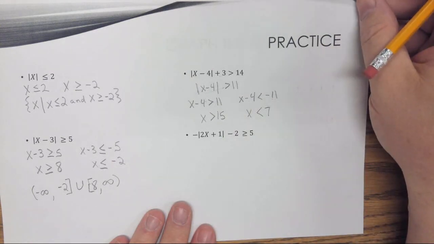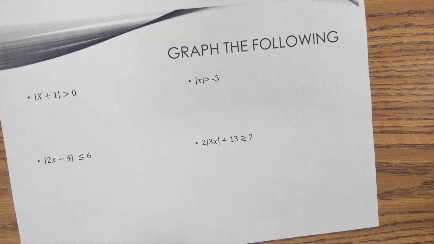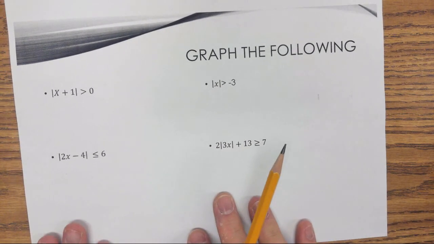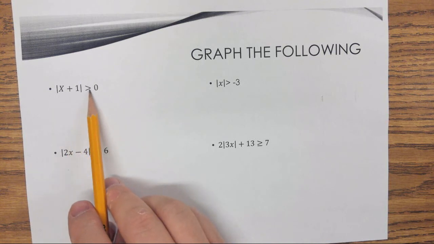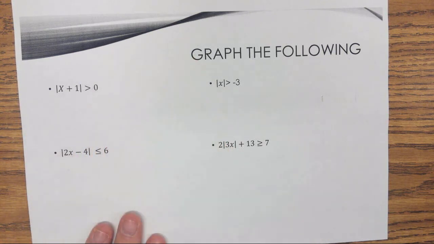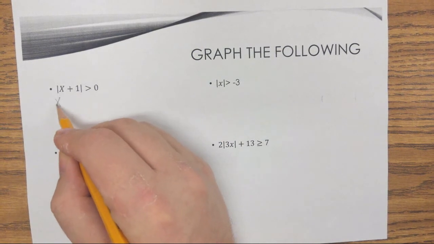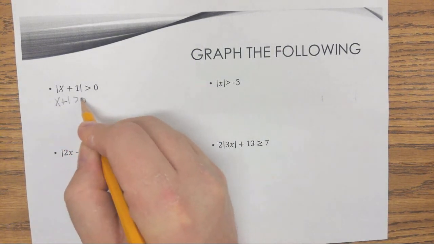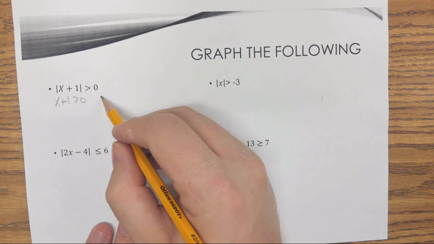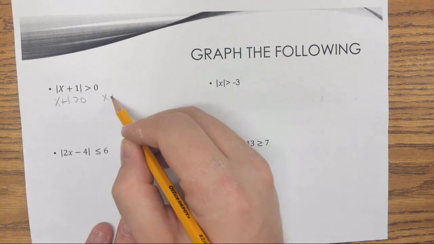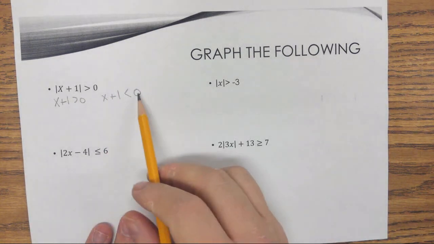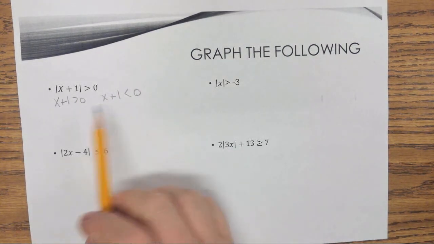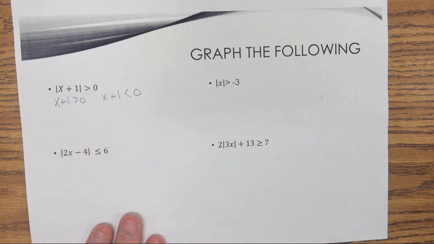Alright. One more thing. We want to be able to graph these. So this says the absolute value of x plus 1 is greater than 0. So I'm going to write my solutions out. X plus 1 is greater than 0. X plus 1 is less than 0. Can't really turn this to a negative, but I'm still going to write my two inequalities out here. Okay.